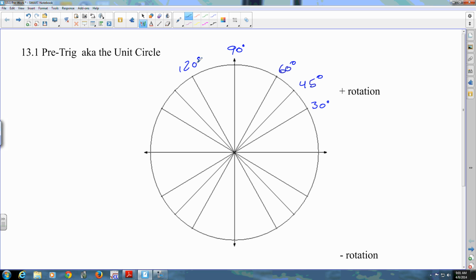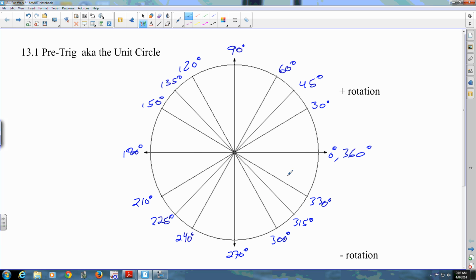120, 135, 150, 180, 210, 225, 240, 270, 300, 315, 330, whoops, this was 0, and now we're back to 360.